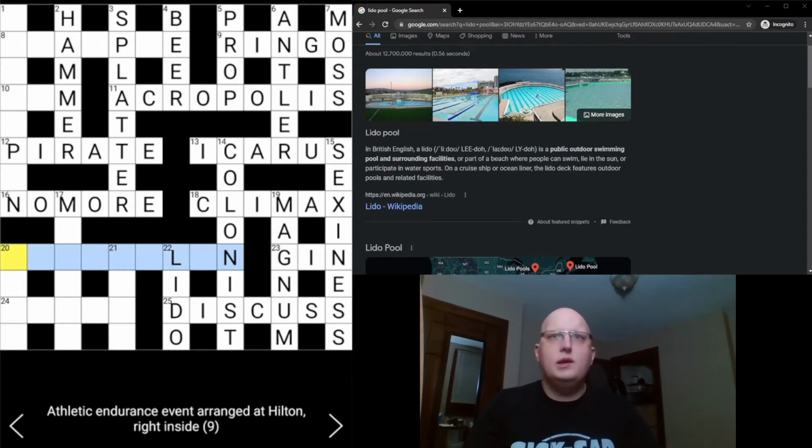Let's see if this horizontal one gets us anything. Athletic endurance event, marathon maybe, arranged at Hilton right inside. Well, okay, so arranged at Hilton immediately tells me that we're going to be rearranging the letters of "at Hilton". And that's 1, 2, 3, 4, 5, 6, 7, 8 letters with "right" inside, so including the letter R for right. Pretty much anytime you see left or right, you can assume it refers to the letter L or R. So what is an athletic endurance event that's made up of those letters?